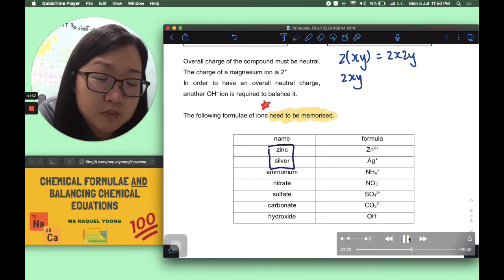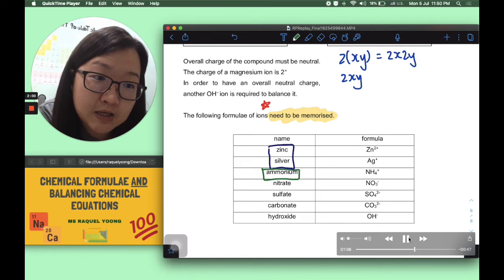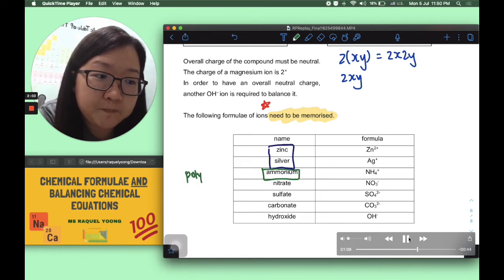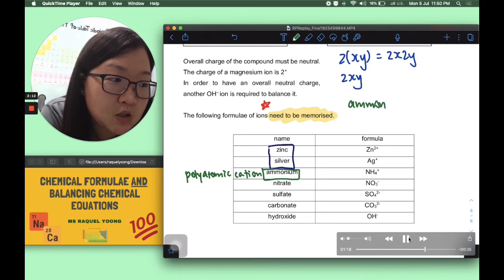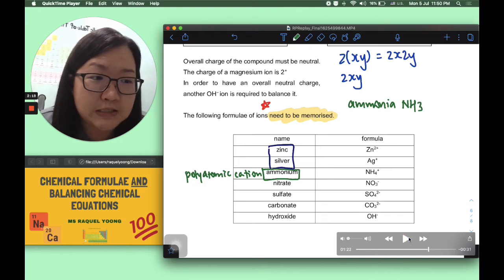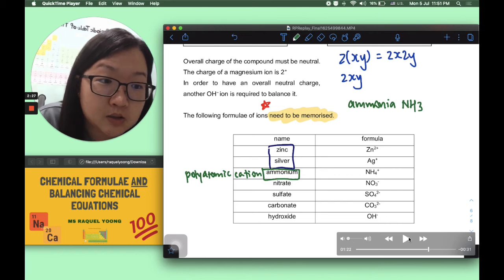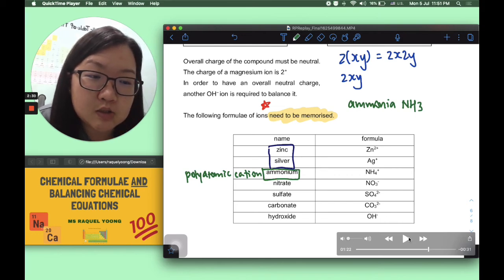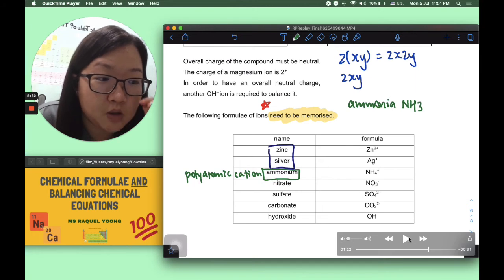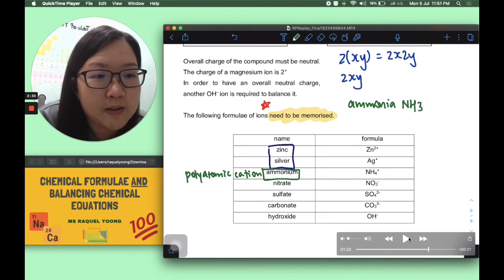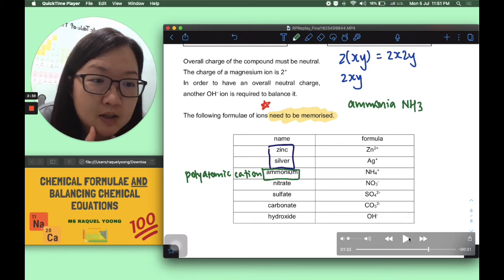Next, let's look at ammonium. Ammonium is the only polyatomic cation that you need to memorize. Poly again means many. So this cation is made out of many atoms. That's NH4+, right? So this one I just want to again alert you, please do not confuse with ammonia. It sounds very similar, but they are vastly different particles. Ammonia is a covalent compound, a covalent molecule, whereas ammonium is an ion, a cation.